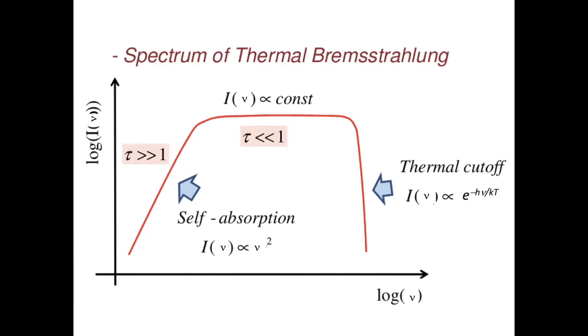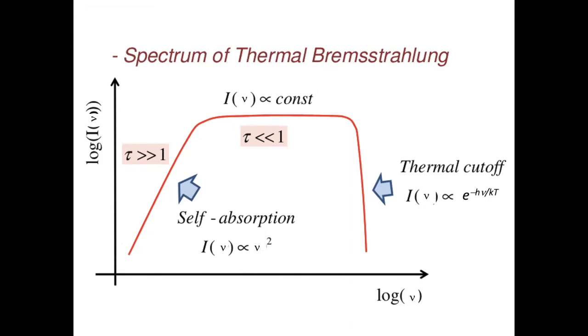The three conspicuous features of thermal Bremsstrahlung are the plateau of constant intensity, that's for the optically thin emission. You have the thermal cutoff, because the electron cannot emit a photon of higher energy than its kinetic energy. And you have this new feature, this third feature, which is the self-absorption at low frequencies when the spectrum is optically thick. This self-absorption is the Rayleigh-Jeans tail of intensity proportional to the squared frequency.